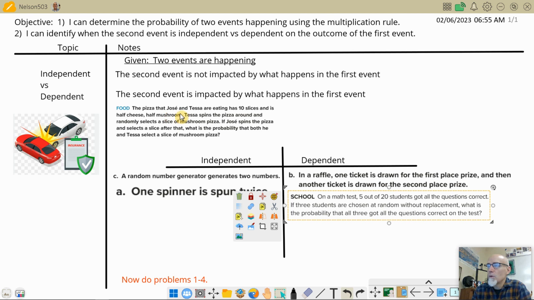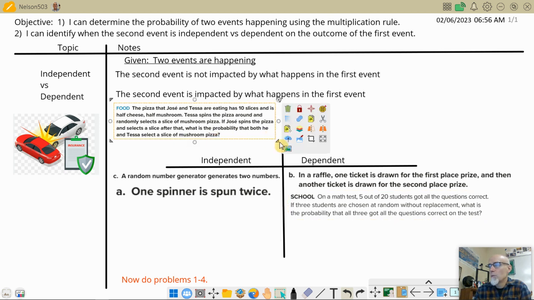The pizza that Jose and Tessa are eating has 10 slices, half cheese, half mushroom. Tessa spins the pizza around and picks a piece of pizza out. She eats it. She doesn't pick it out and say, hey, I got whatever, and then put the piece of pizza back into the pie. She just pulls it out, right? And she puts it on her plate, or she eats it. Now Jose spins the pizza and selects a slice after that. What's the probability that both he and Tessa select a slice of mushroom?